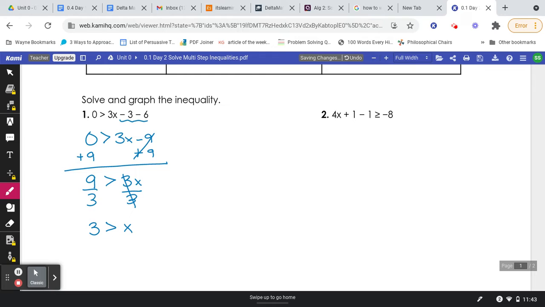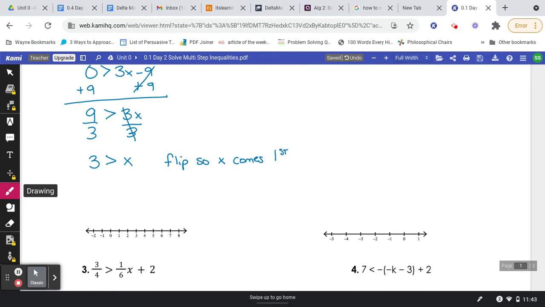Now for these problems, what I would like is I would like all the x's to be first. So I'm going to go ahead and flip this around. So that way the x is first. When I do that, I'm going to have to flip the 3 to the other side, the x to the other side, and I'm also going to have to flip the inequality in the middle. So everything got flipped around.